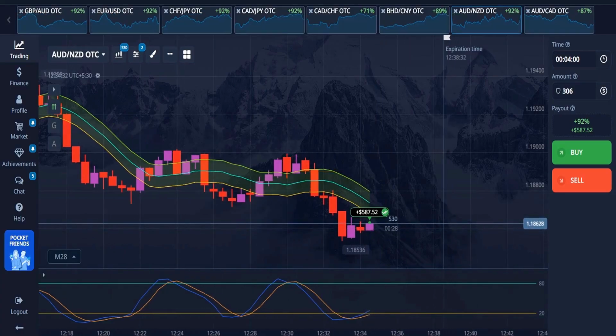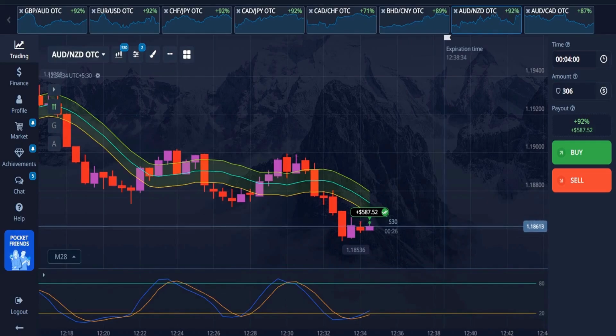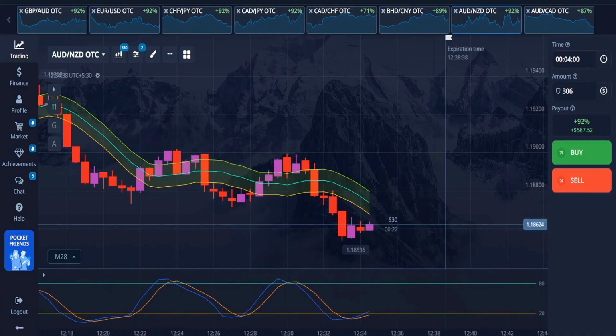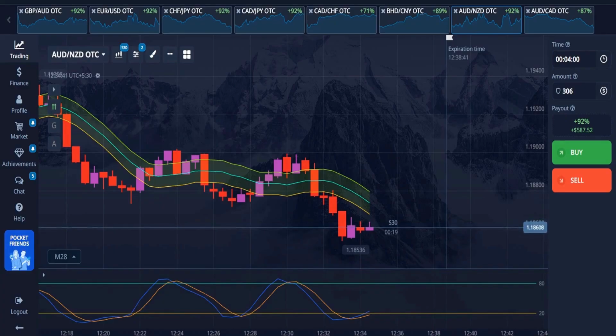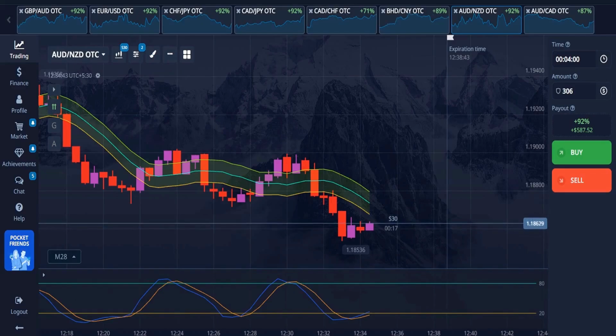And yes, we've won this trade. As you can see on the screen, this trade closed in profit. Now imagine doing this with proper risk management, discipline, and a solid mindset. You can slowly build consistent profits even in the OTC market. And don't forget, the market won't give you 100% results every time.